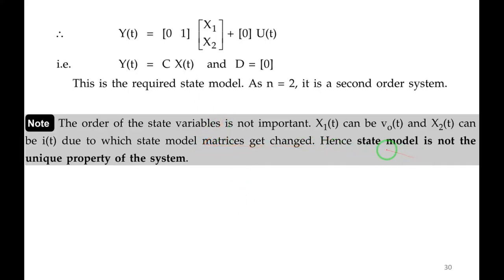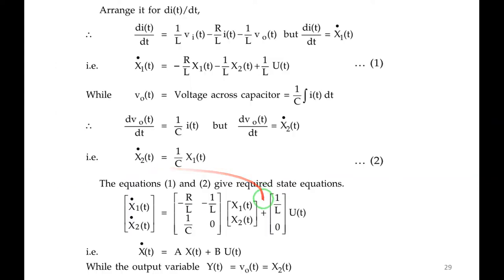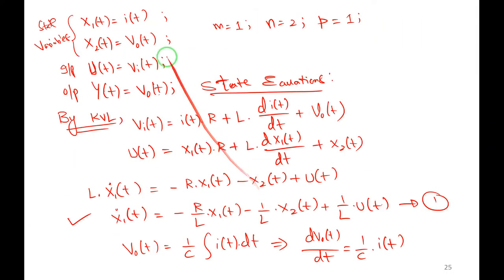Okay, the next, the same thing, the solution is given here, right? And the state model is not unique. Why it is not unique, I will tell you. Because see here, while choosing x1 of t, I have taken i of t. While choosing x2 of t, I have taken v naught of t. For x1 of t, I can take v naught of t, and for x2 of t, I can take i of t. So the state model will be different if I choose in that way.